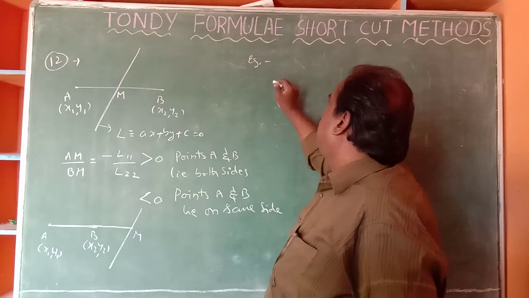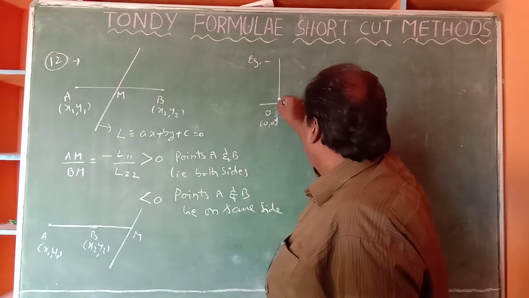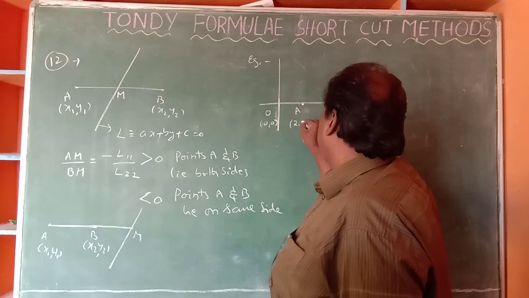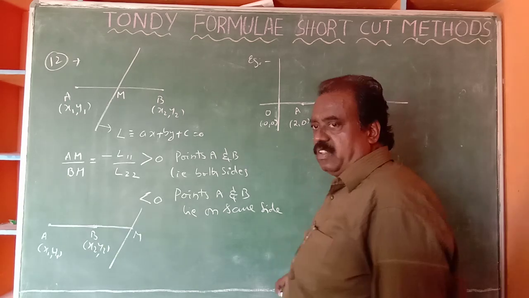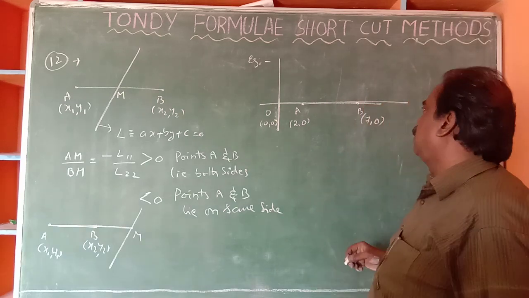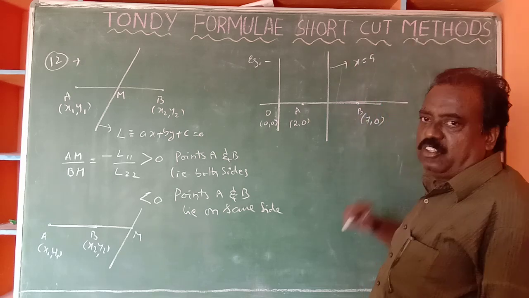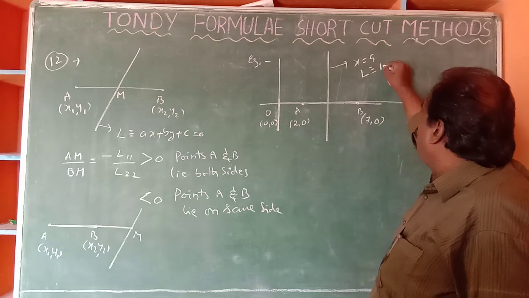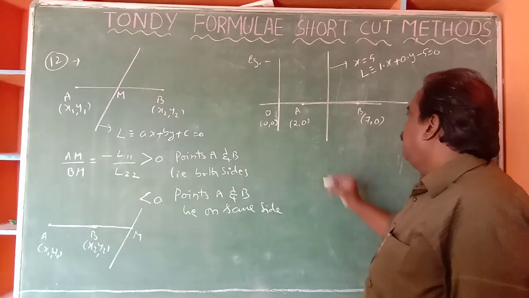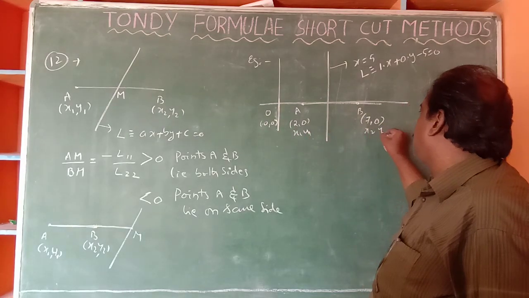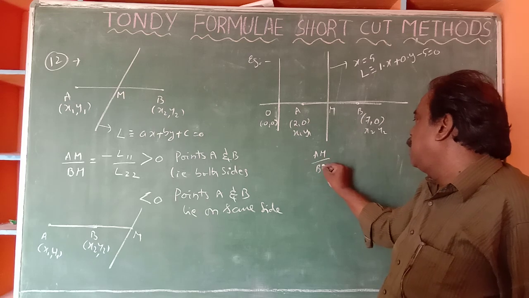Now, again, let me give an example, and I will tell you clearly. On the horizontal axis, point A is (2, 0) and point B is (7, 0). Very clearly I want to put it. Suppose a line is like this: the line x equals 5. That means L is 1x plus 0y minus 5 equals 0. You agree? This is (x1, y1), this is (x2, y2). Now let the cutting point be M. We need AM by BM.